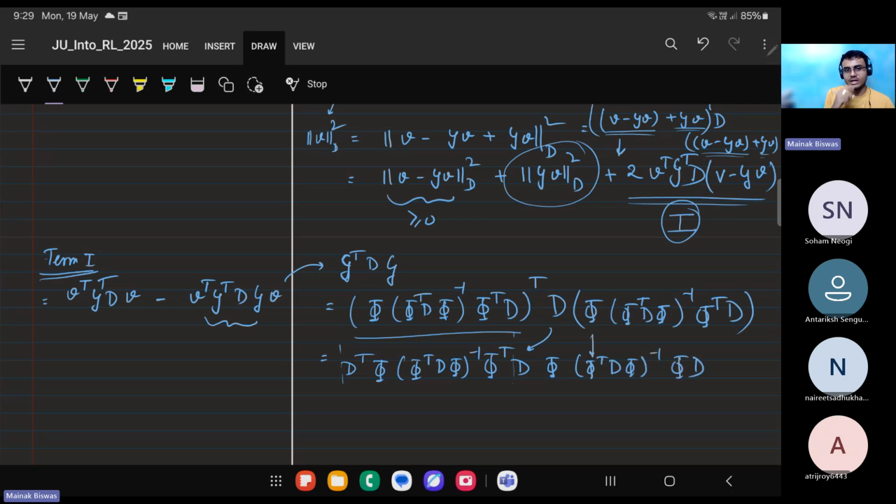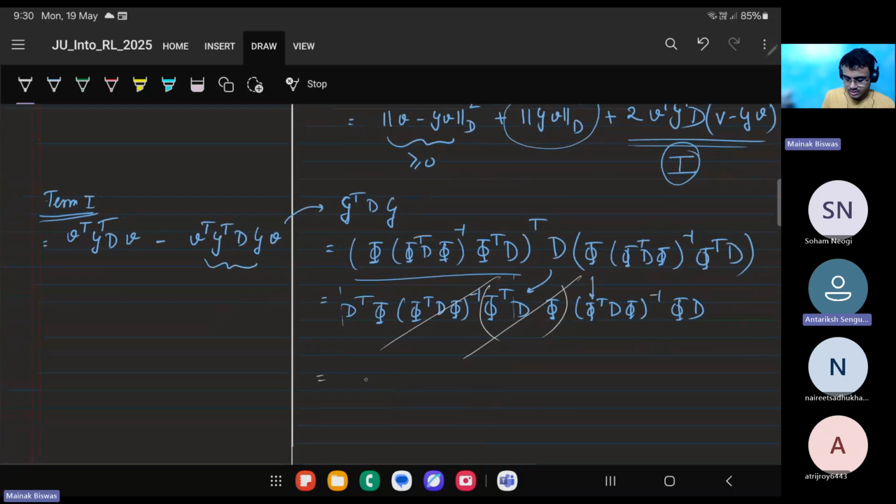Now anyone, can you help me? What can I do with this? Are you following? As I can see there, there's a phi transpose D phi and a phi transpose D phi inverse, and we are just going to remove them, as you are rightly saying. Very good, and we get the same thing again. So what do we get? Just see what we got.